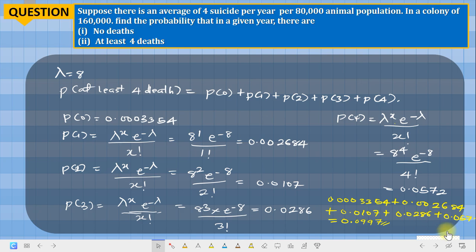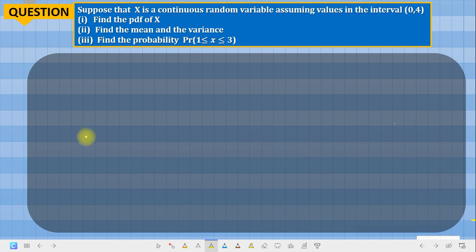Okay, let's look at the uniform distribution. Now the uniform distribution is given by the formula. There is no particular formula, but the graph of the uniform distribution is this. In this graph, a and b are our interval, usually given. Now f of x is the function.